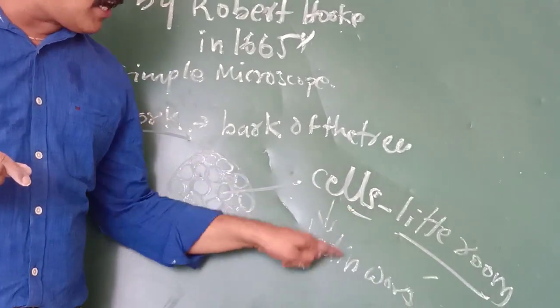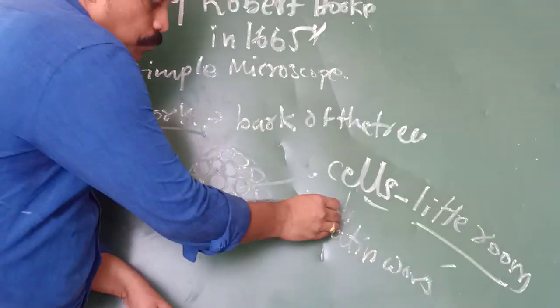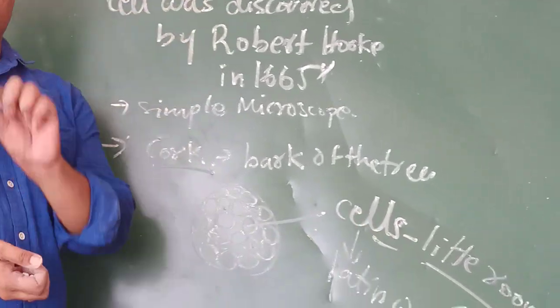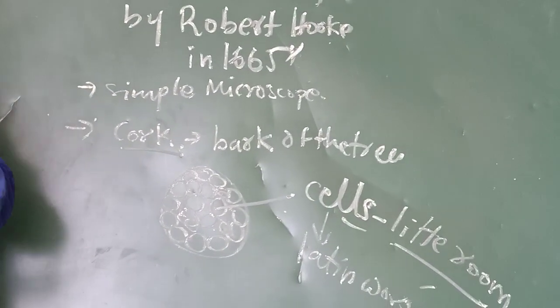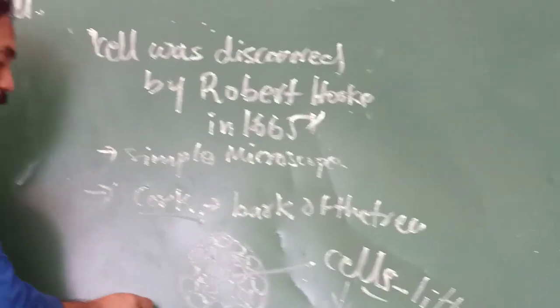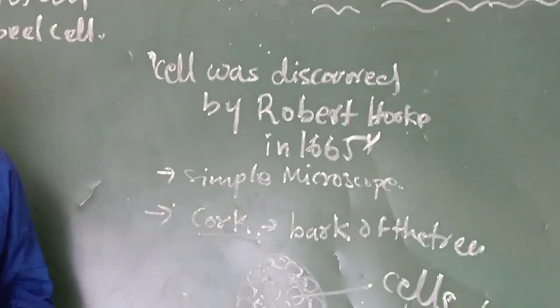The word cell is derived from which language? Latin. In Latin, cell means little room, small chamber-like structures. Nowadays we are using the word cell only. That name was given by the scientist Robert Hooke.